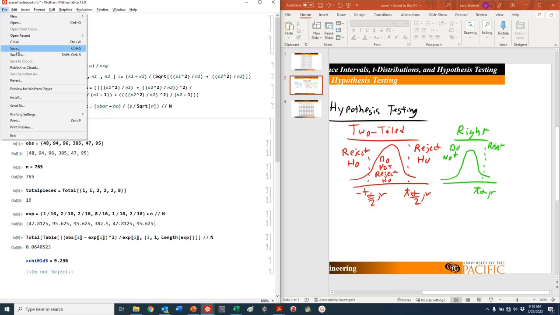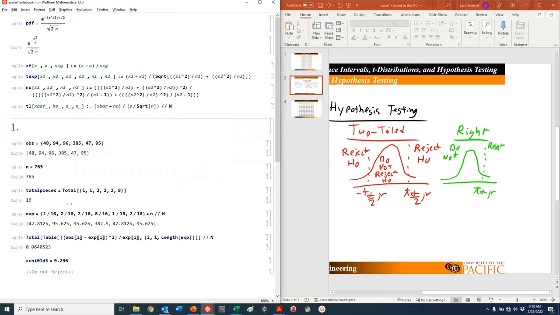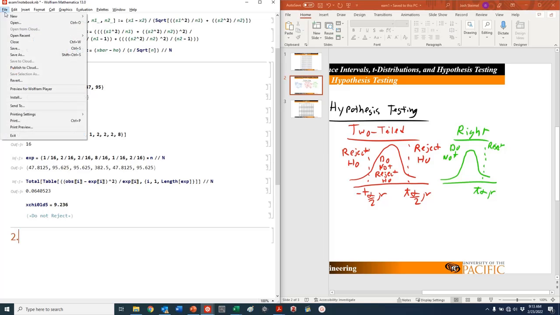I'm going to save this now. I'm going to quit my kernel because I want to make sure that when I move on to the next problem, I don't have any other issues. So there we go. All right.